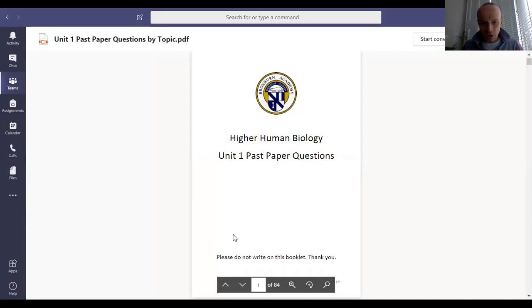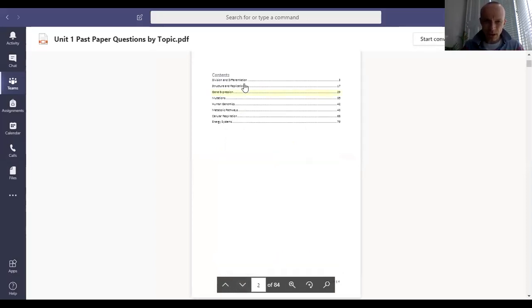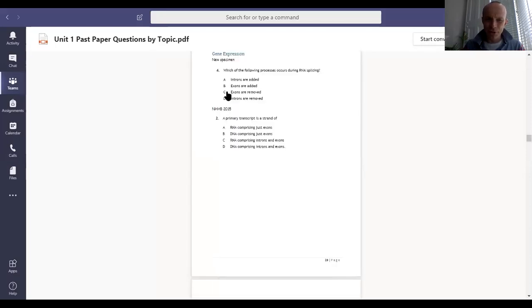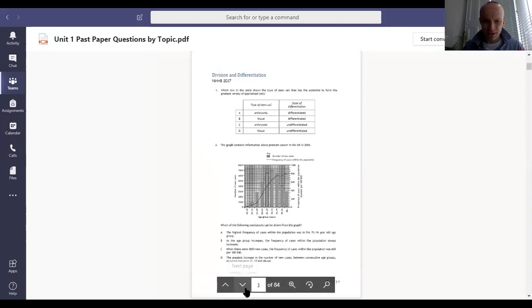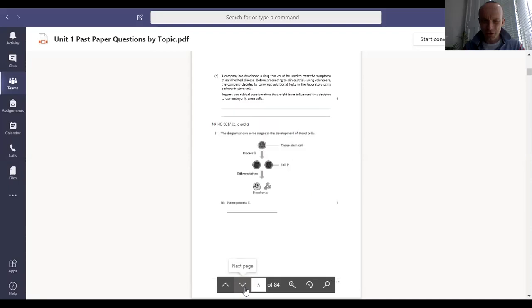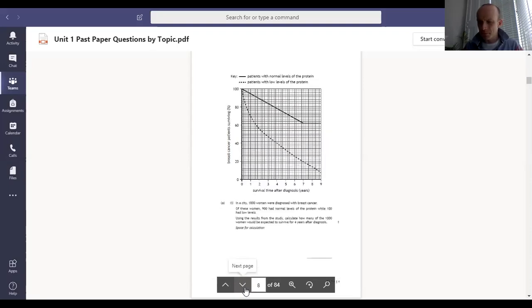Okay, so you can go in and there's a menu there. So for example, if you have been doing gene expression, you can just click on gene expression and it will take you through to the gene expression section, and all the past paper questions related to gene expression are there. Okay, so you can work your way through those, and that'll give you some good practice, because the exam questions are difficult, are tricky. So you need to practice these as much as you can.